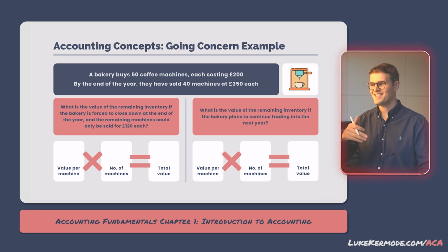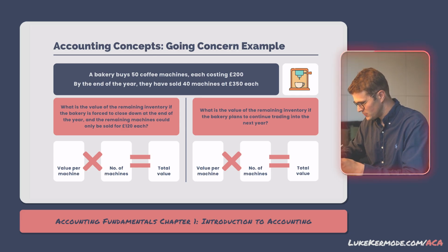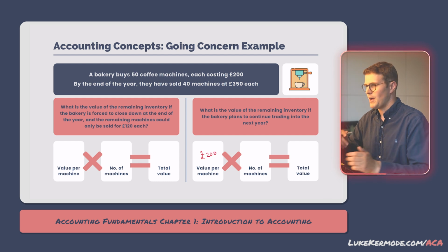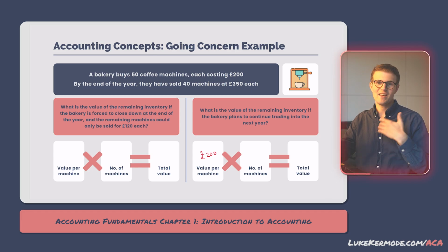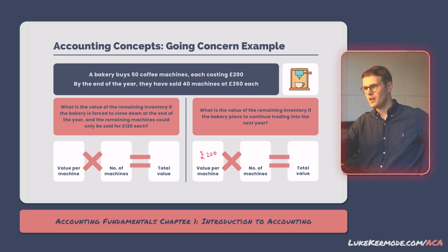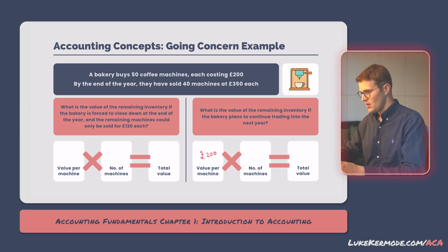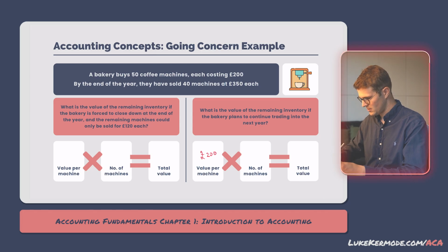If the bakery intends to keep trading into the next year, we continue to value the remaining machines at their cost price of £200 each. That's because they're still part of the business's operations. We expect to sell them at their usual selling price in the future. Therefore, the value of the inventory on a going concern basis is going to be £200 multiplied by 10 units equals £2,000.